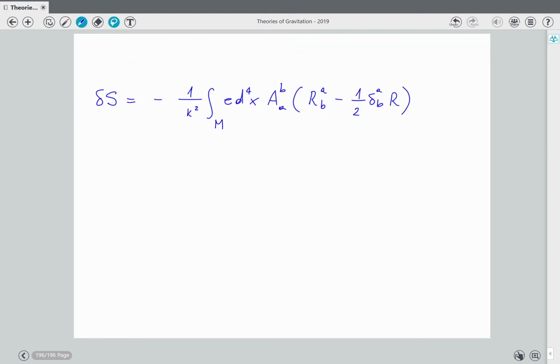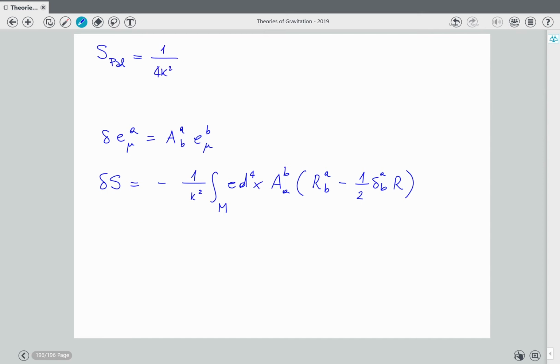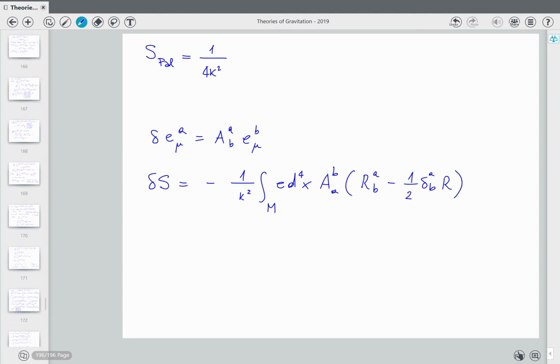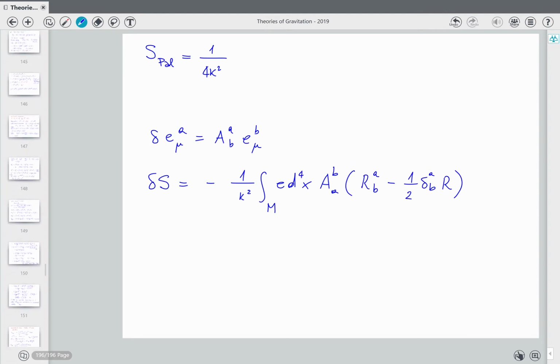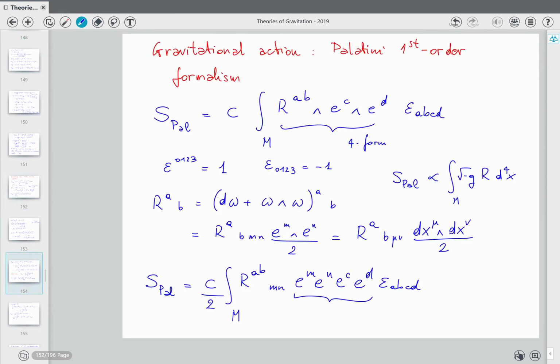So we define delta E^A_mu equal to some matrix E^B_mu. We recall what the Palatini action is, actually, because now we have to couple it to matter. And actually, I don't even remember the coefficient of the cosmological part, and I think we have the cosmological part also here.